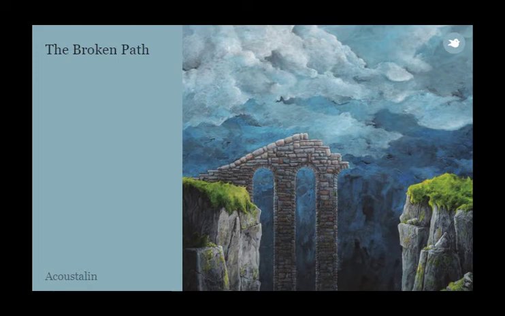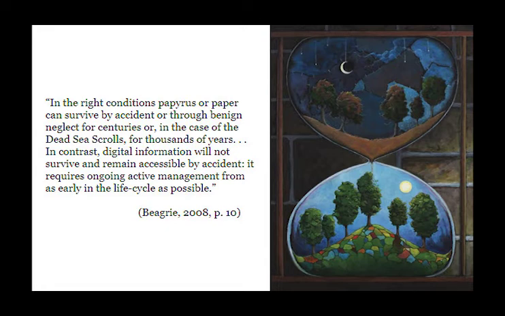In his 2008 work, Digital Curation for Science, Digital Libraries, and Individuals, Neil Beagrie notes, in the right conditions, papyrus or paper can survive by accident or through benign neglect for centuries, or, in the case of the Dead Sea Scrolls, for thousands of years. In contrast, digital information will not survive and remain accessible by accident. It requires ongoing active management from as early in the life cycle as possible.